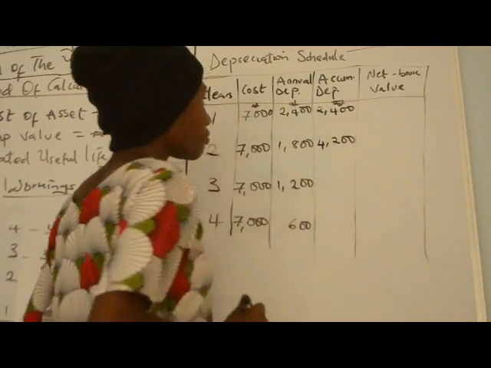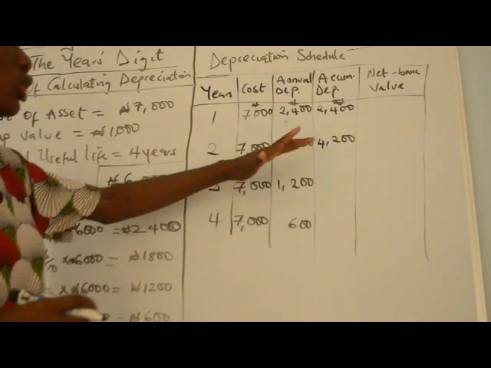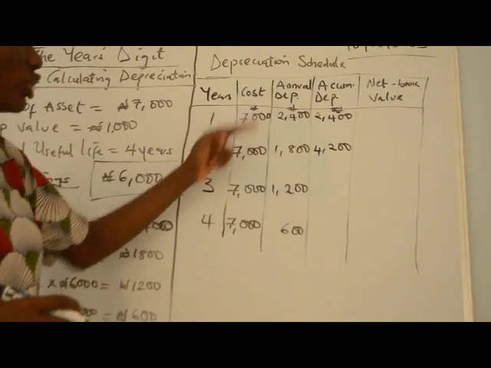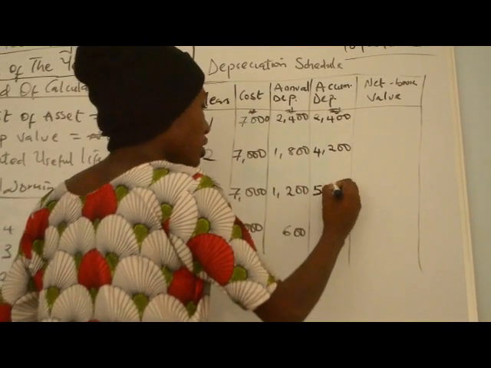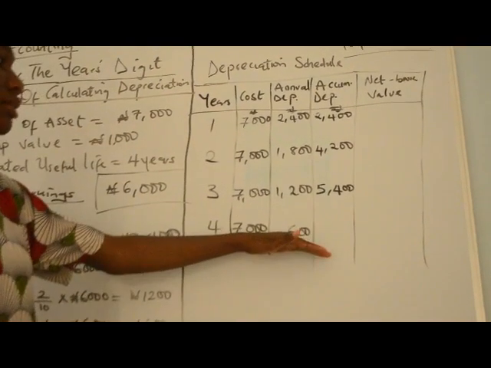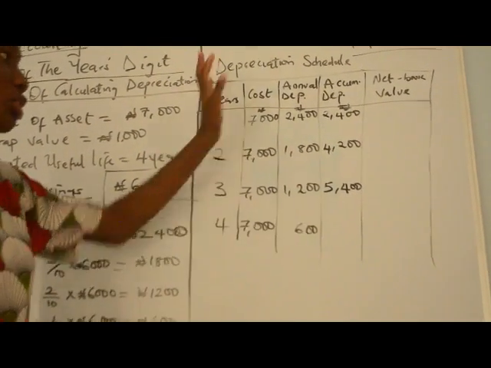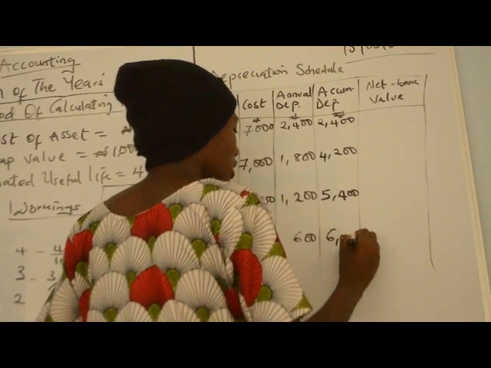4,200 naira. Alright, for our next year, it will be this current year plus our previous years. We have 2 previous years, right? So summing up together, we'll be having 5,400 naira. And lastly, our depreciation for this year plus the previous years, that will be giving us 6,000 naira.